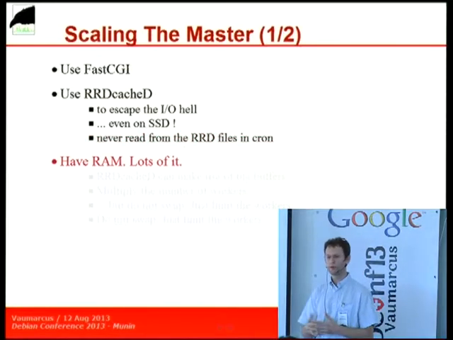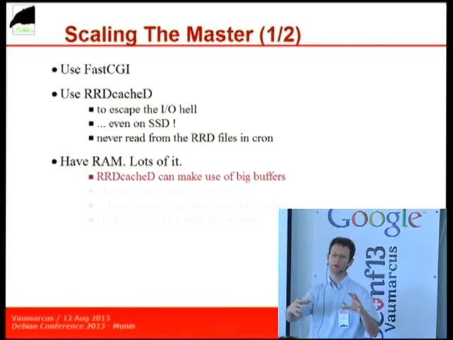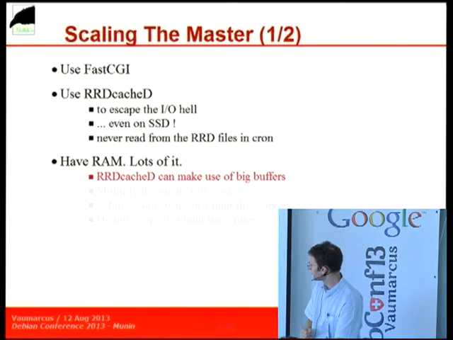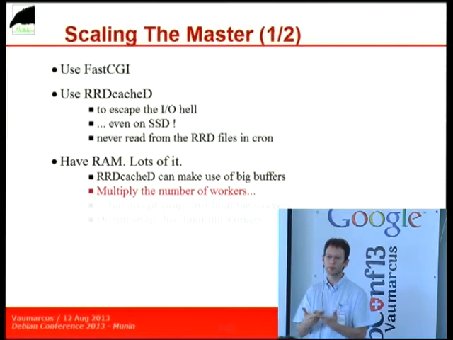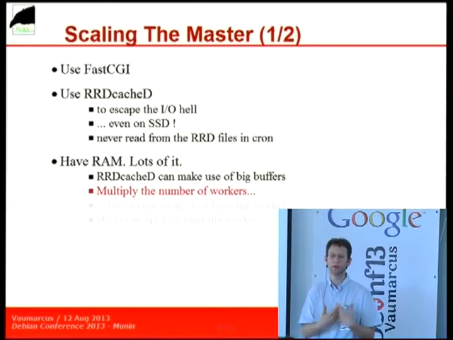For Munin, you need lots of RAM, because as I said, we have RRDcached, and the more RAM you give RRDcached, the longer you can keep the spool. So it writes much less often, and that's very interesting. If you have lots of RAM, you can multiply the number of workers. Since Munin is very much I/O bound, either waiting for nodes or waiting for the I/O subsystem, having many workers usually helps a lot because every worker is single threaded.